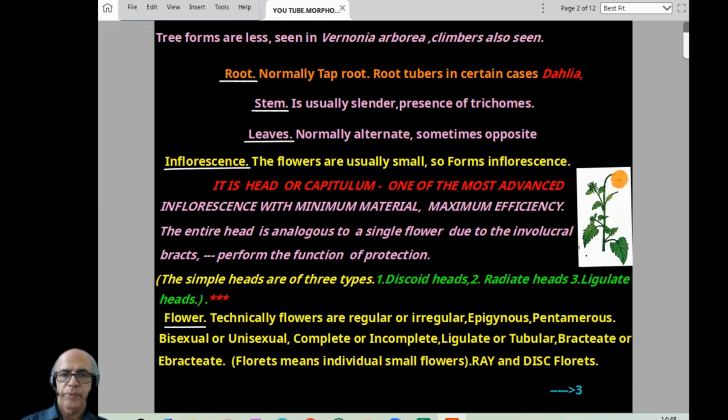Now flowers. Technically, flowers are regular or irregular, epigynous, pentamerous, bisexual or unisexual, complete or incomplete, ligulate or tubular, bracteate or ebracteate. Florets. So what is meant by floret? Because we will be using the terms disc floret and ray floret. Florets means individual small flowers. That is why it is called florets. Examples are ray florets and disc florets. I think this page is clear. This is the head inflorescence. Now we can proceed to the next.